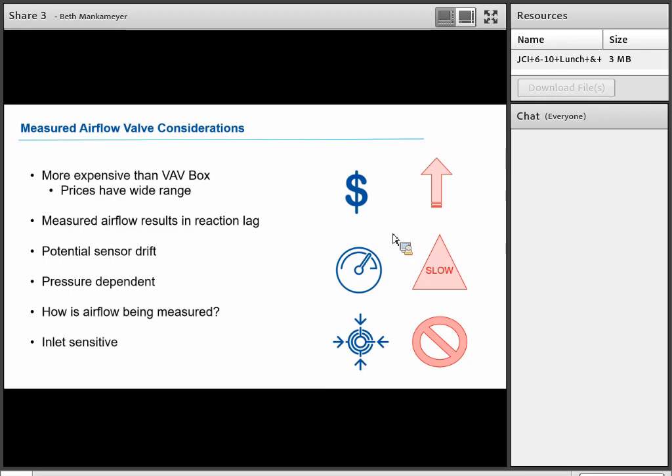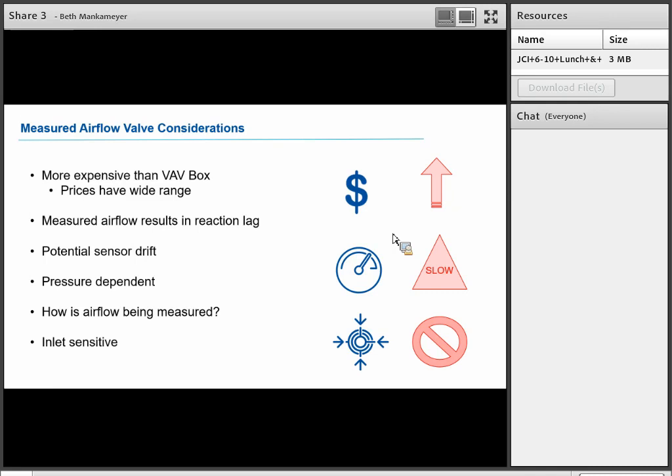So when we're looking at considerations of these, they are still going to be more expensive than a VAV box, but since there's a wide range, you're going to have prices that have a wide range. And your measured airflow does result in a lag because you are taking a measurement of that airflow, and it's not going to react instantaneously. It has to send a signal to the actuator. The actuator has to move the blade.